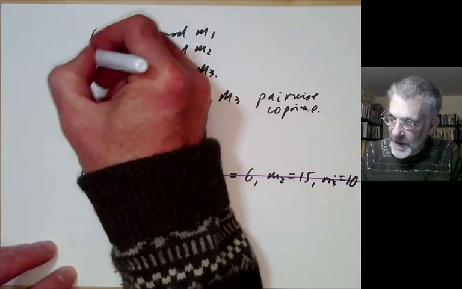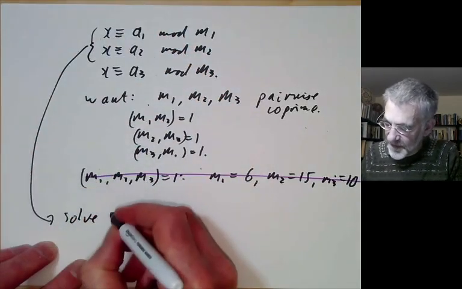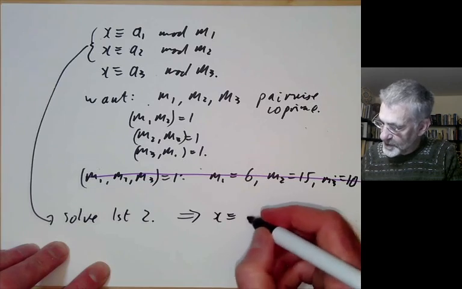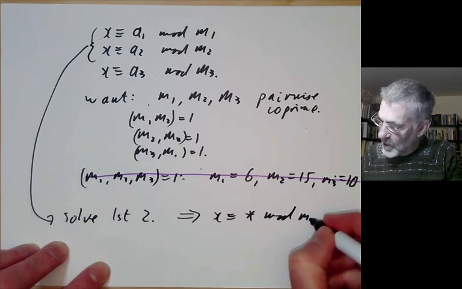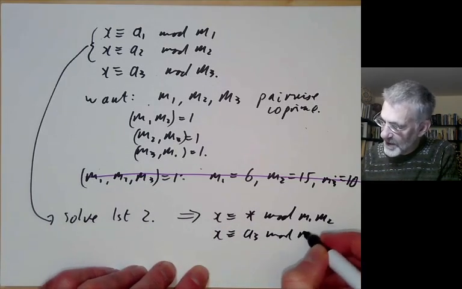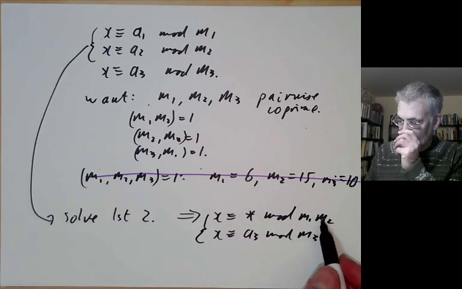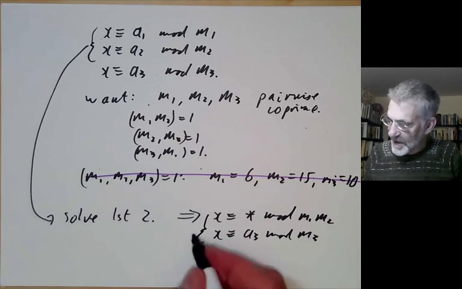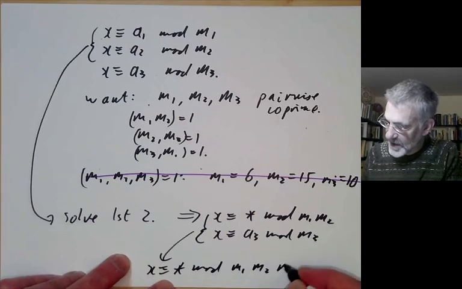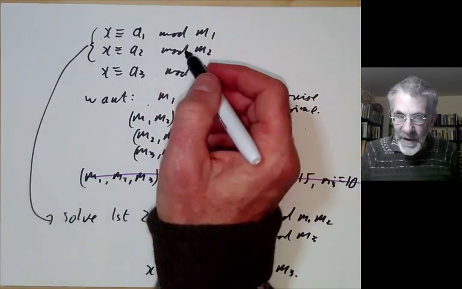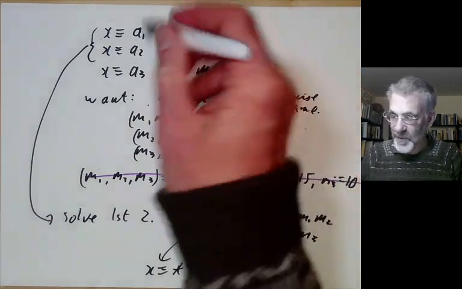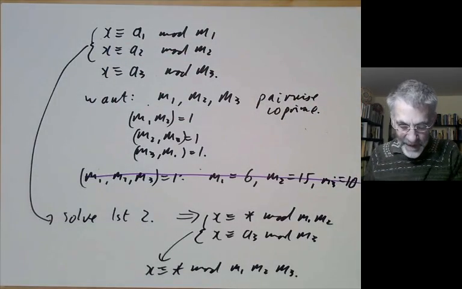And what we can do is we first solve the first two equations, and then we get the solution x is congruent to something or other modulo m1, m2. And we've also got the equation x is congruent to a3 modulo m3. And now we've got another two equations. And now m1, m2 are co-prime to m3. So we can solve these and get x is congruent to something modulo m1, m2, m3. So we can solve any number of linear equations, provided all the moduli are pairwise co-prime, just by repeating the case for two elements.